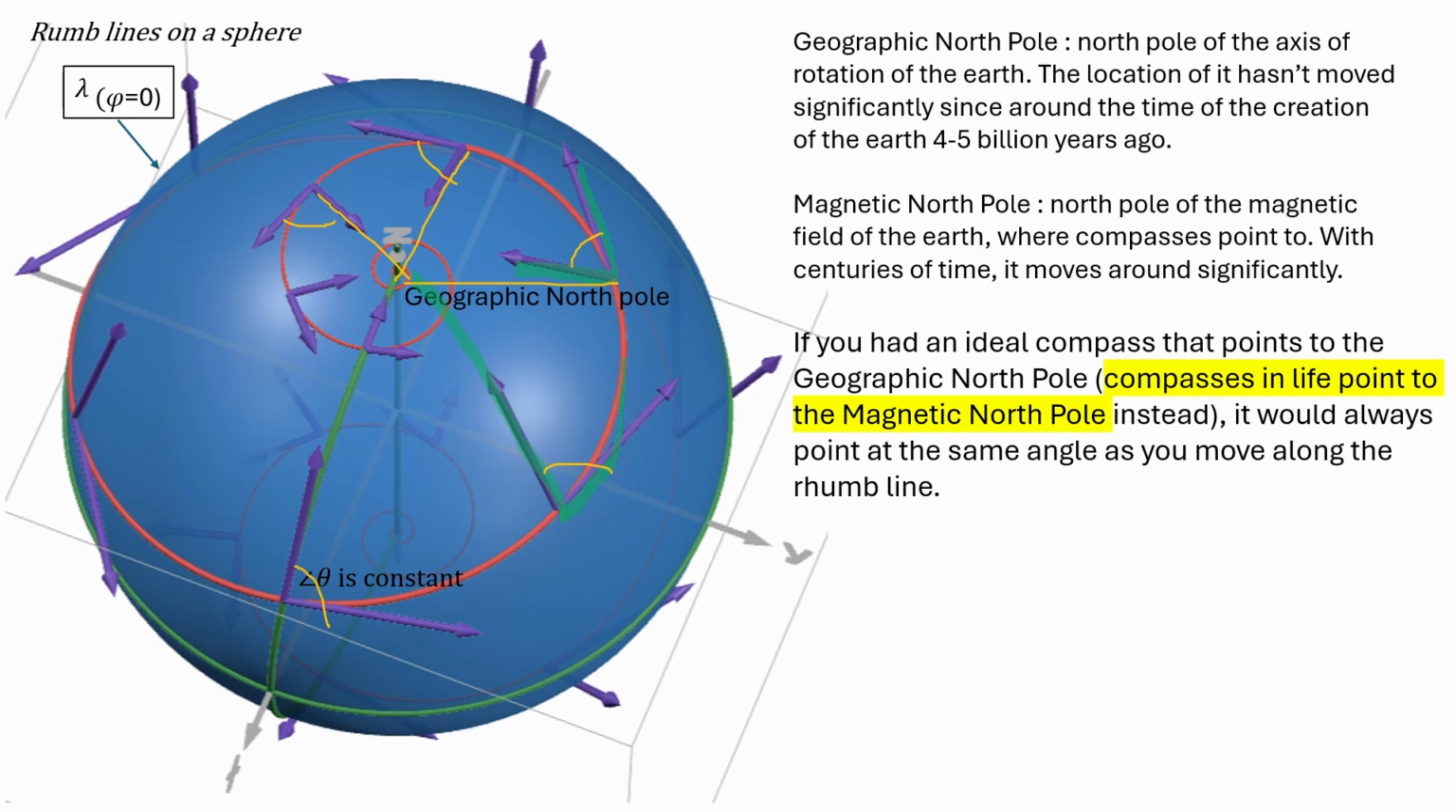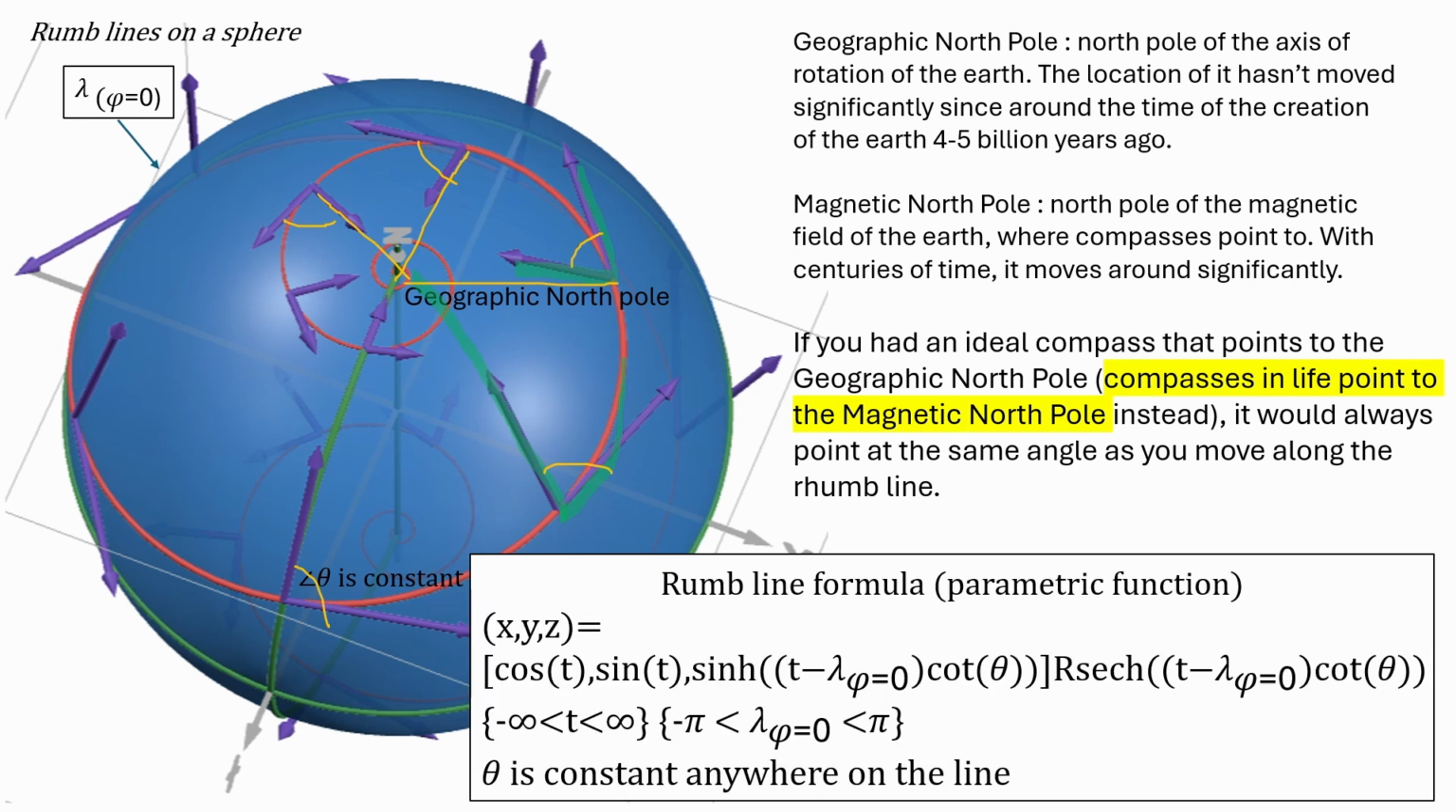The difference is the geographic North Pole is the pole tied to the axis of rotation of the Earth, which doesn't change and hasn't changed since the creation of the Earth. Meanwhile, the magnetic North Pole does change every few centuries and is offset and different from the geographic North Pole. So the parametric function for a rhumb line is this. If you're wondering what these parameters are, t is the parametric parameter. Meanwhile, lambda at phi equals 0 is basically the longitude at which the rhumb line hits the equator.